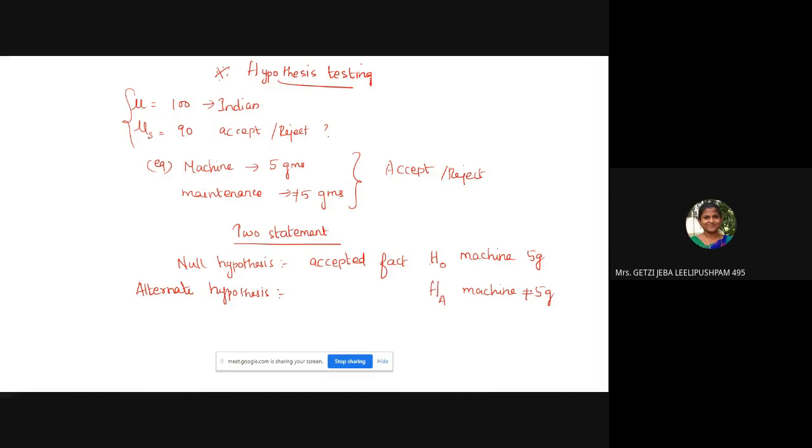So this is the first step of hypothesis testing: you have to state the null and alternate hypothesis. Now, after you state them, what will you do? The second step is to set the level of significance.